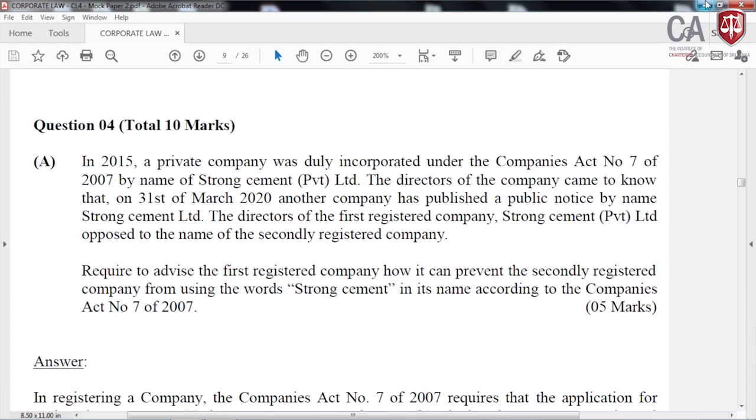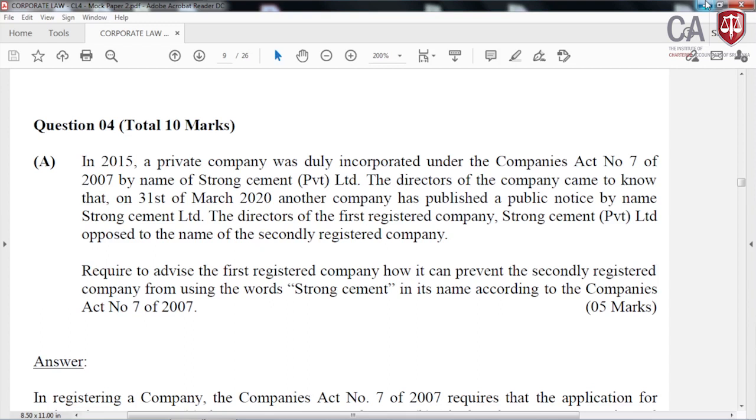Now, with that, let me go to question number 4, part A, and it also carries 5 marks out of the 10 total marks given to the entire question number 4. It carries 2 parts, A and B. Now let us attempt to answer part A.